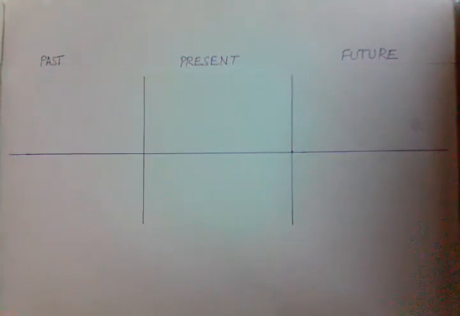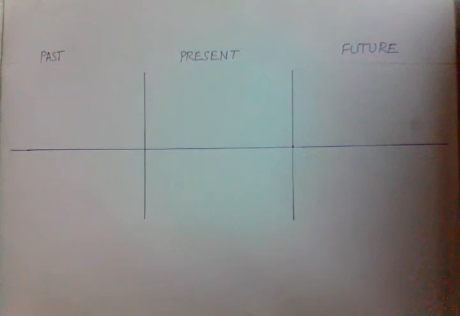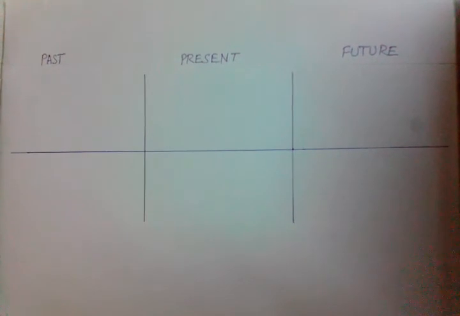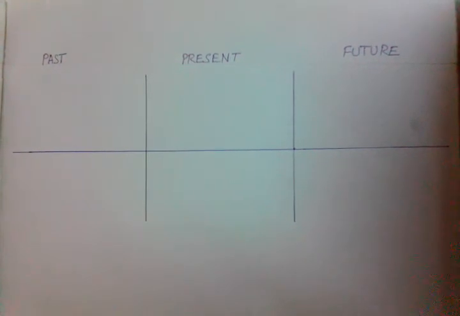Now, I'm going to explain the tenses using what I call a timeline. As you know, there are mainly three tenses: the past tense, present tense, and the future tense. Now, let's look at the past tense.